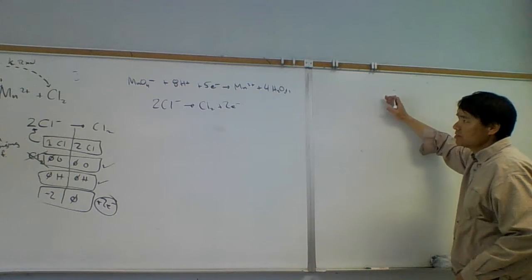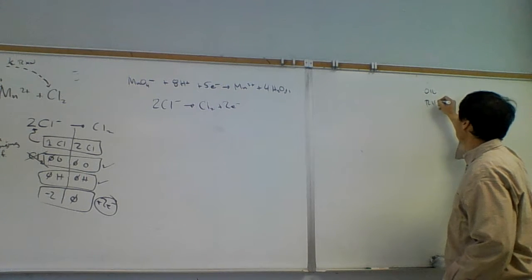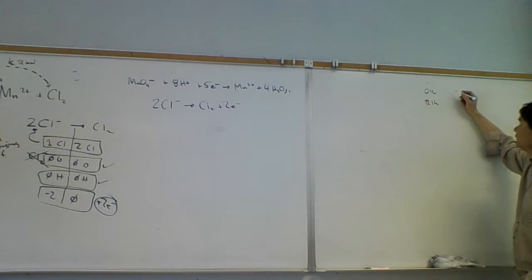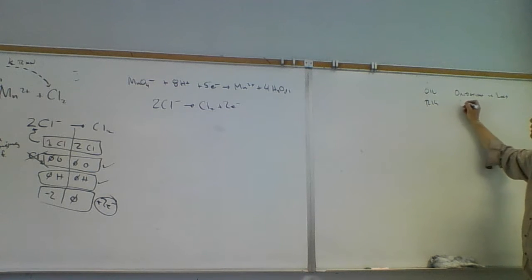One is called the oxidation half reaction, the other is the reduction half reaction. And to remember these, we have OIL RIG. OIL stands for oxidation is loss, and RIG stands for reduction is gain.